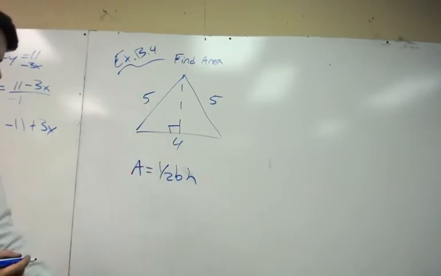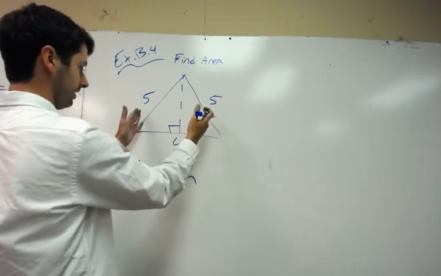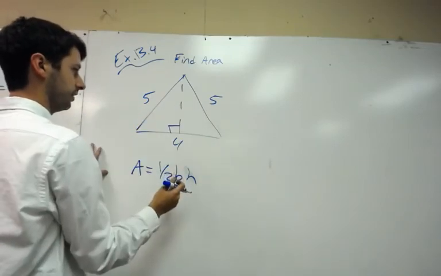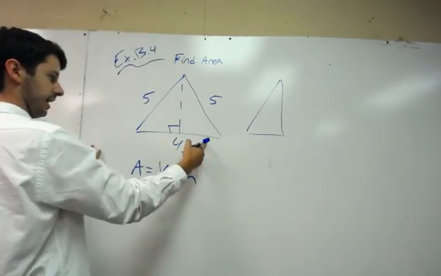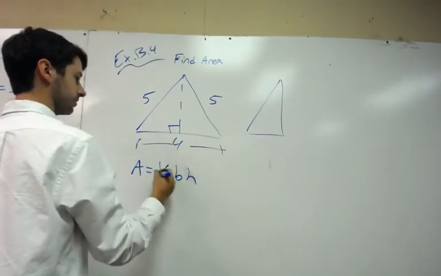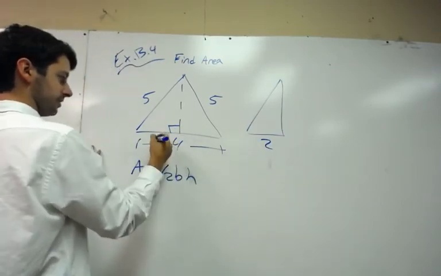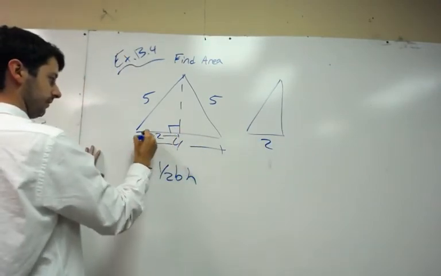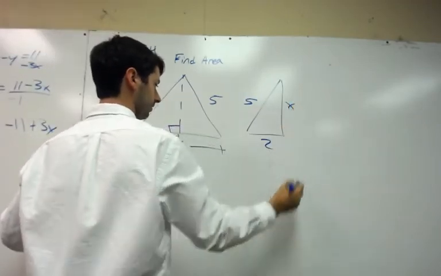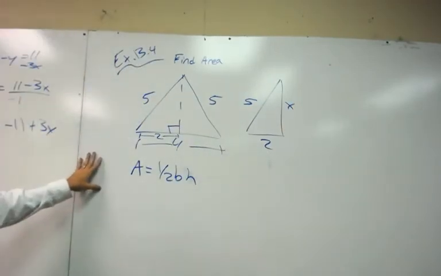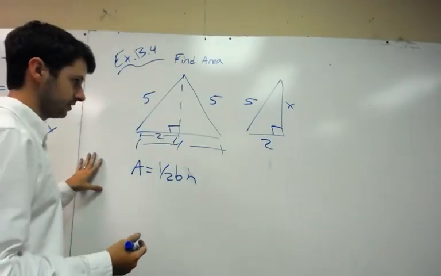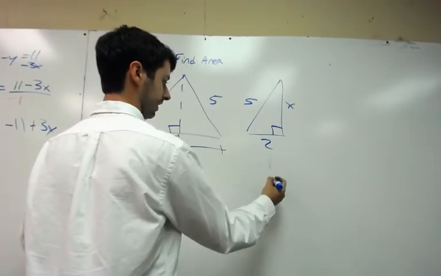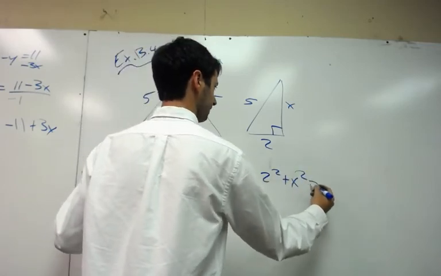We don't know that yet. How could we find that? Well, what we could do is divide this into a small little triangle here. So imagine if I looked at this as a triangle like this. We cut this in half, because 4 is the whole. We divide that in half by 2, because 2 is from here to here. Hypotenuse is 5. And we could find x by using the Pythagorean theorem. So we do Pythagorean theorem: 2 squared plus x squared equals 5 squared.